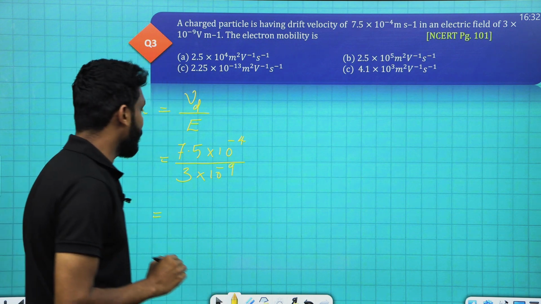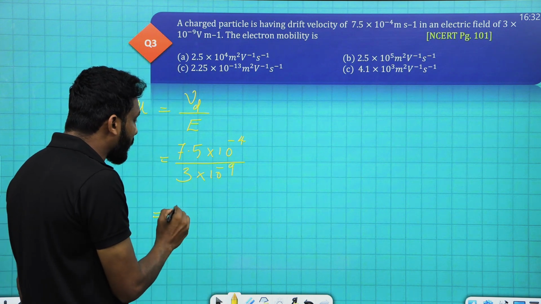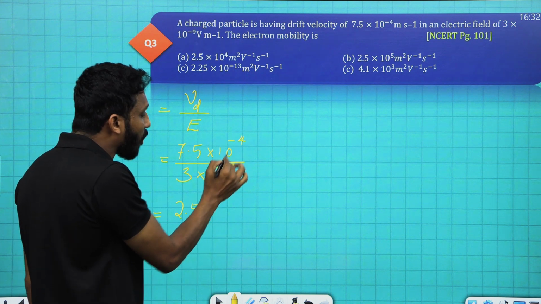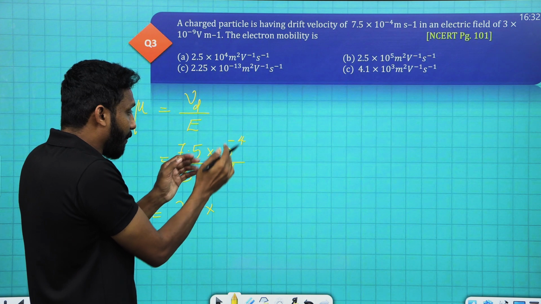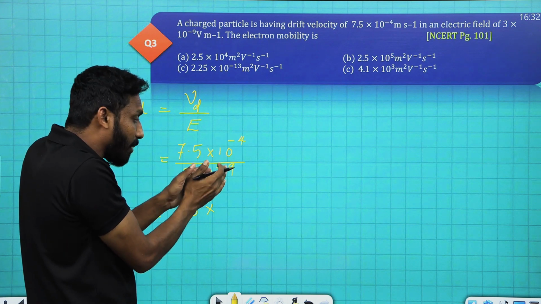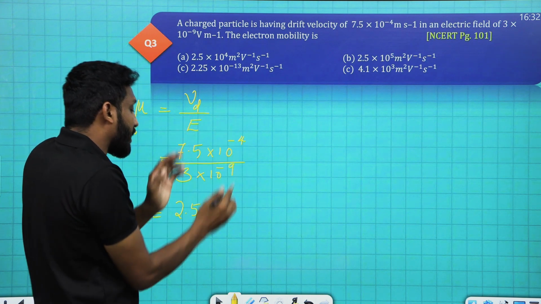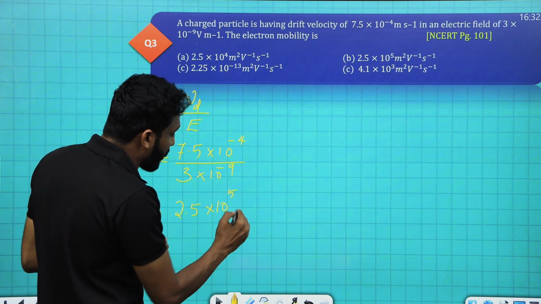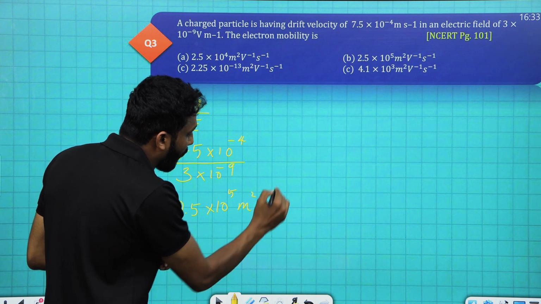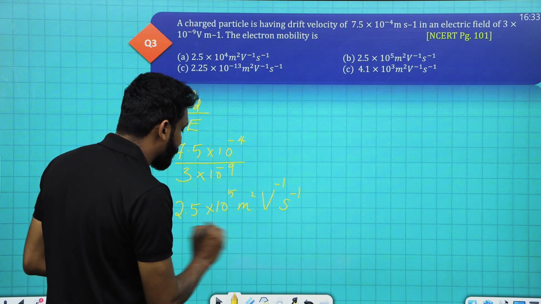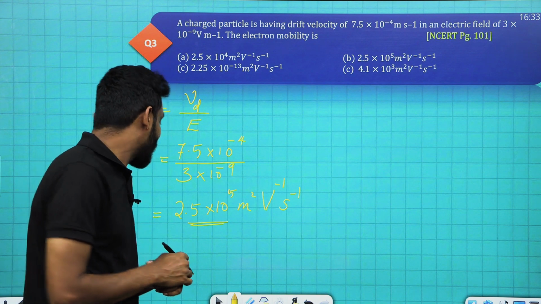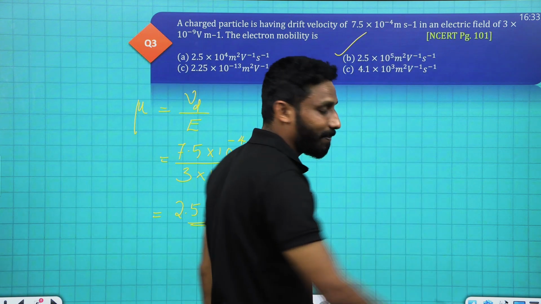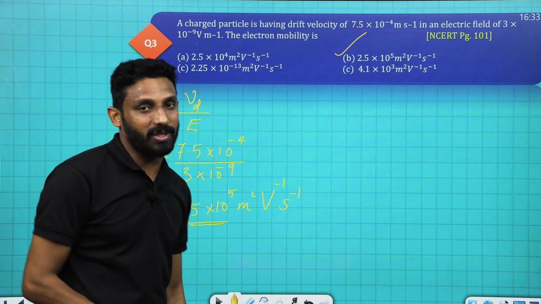7.5 divided by 3 is 2.5. Clear? Into 10 power minus 4 divided by 10 power minus 9. 10 power minus 4 cut. And here remains 10 power minus 5 to the numerator. It will be 10 raised to 5. And the SI unit is meter square per volt per second. So 2.5 into 10 raised to 5, the answer is option B. Understood? Very direct question.